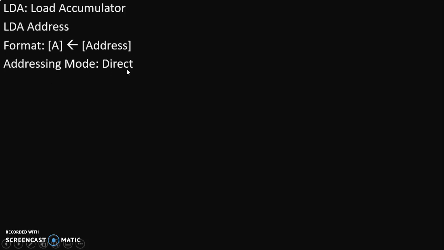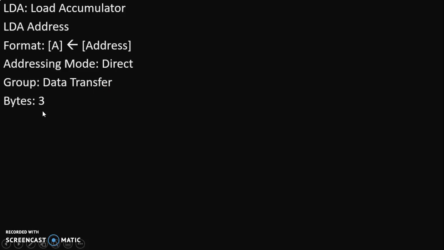The addressing mode of this instruction is direct addressing mode, because here the operand is an address. In this instruction LDA is the opcode and the operand is the address, and whenever the operand is an address, its addressing mode becomes direct addressing mode. Group: this instruction is from the data transfer group, because we are transferring data towards the accumulator. We are transferring data, that's why the group is data transfer group.